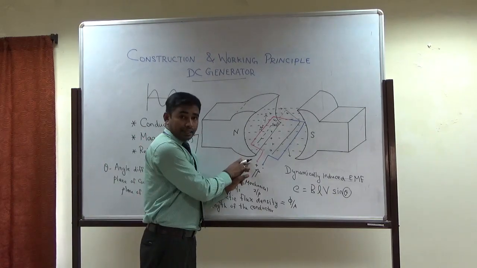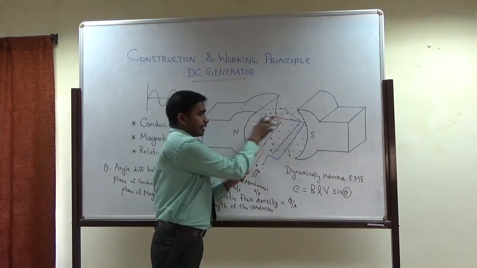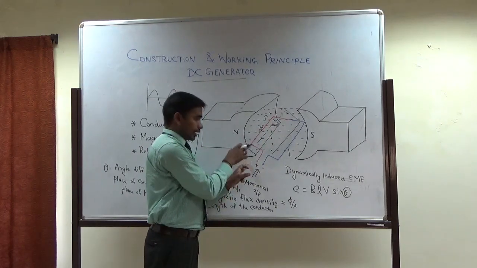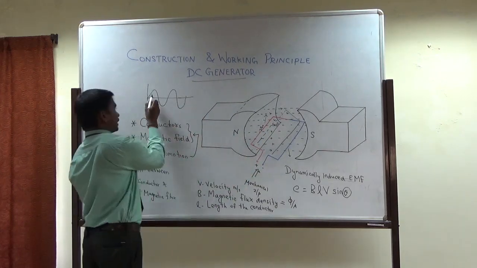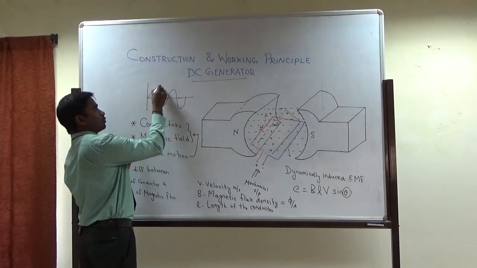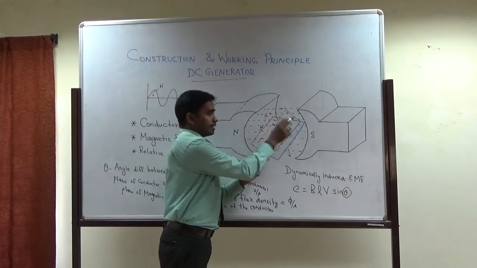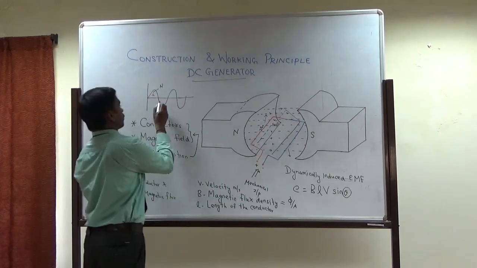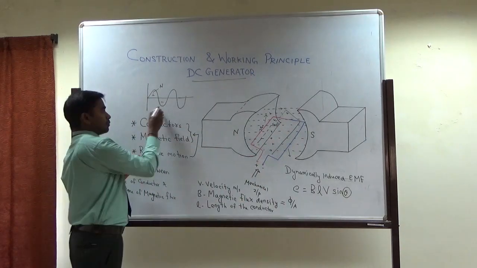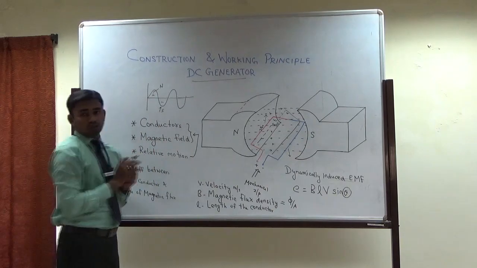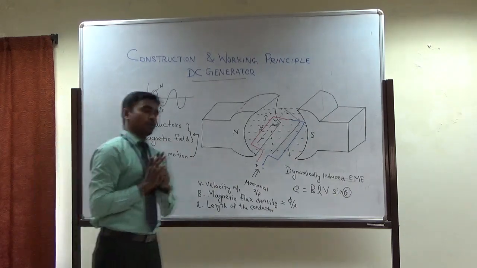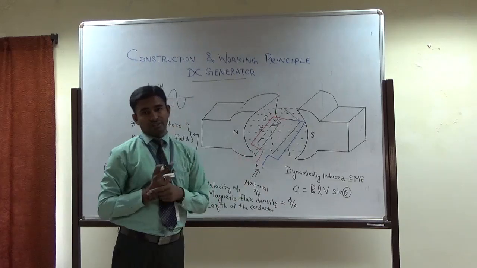Because when the conductor occupies a position near the north pole, the current flows in one direction. Let us assume at this pole, at this motion, it is the north pole. Then the same conductor lying at this portion, your current direction is negative. That means that conductor occupies the south pole. So now I want to convert this AC into DC.